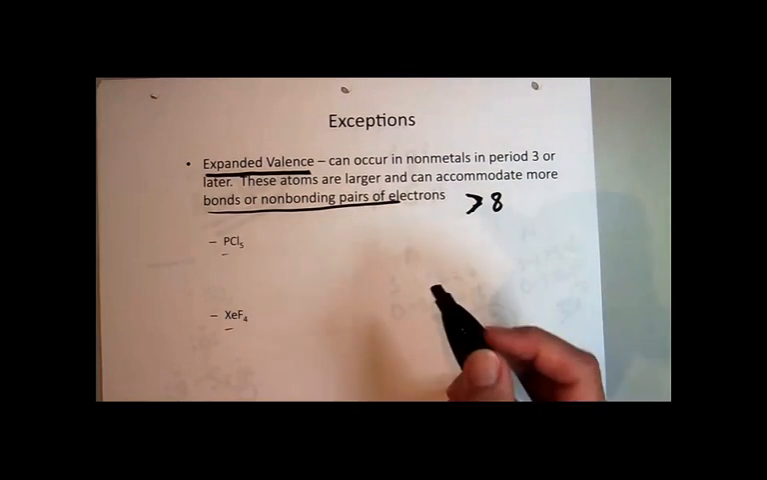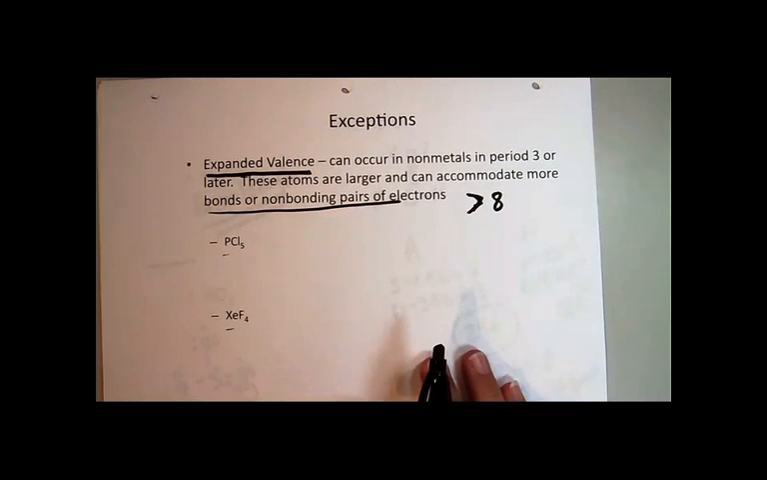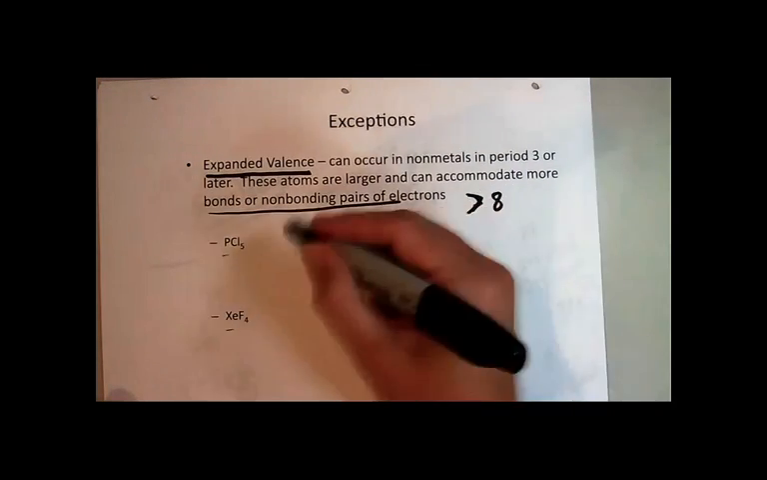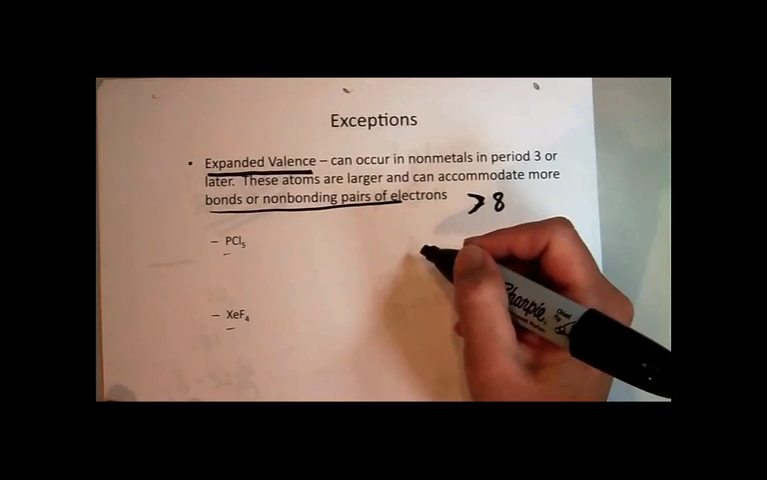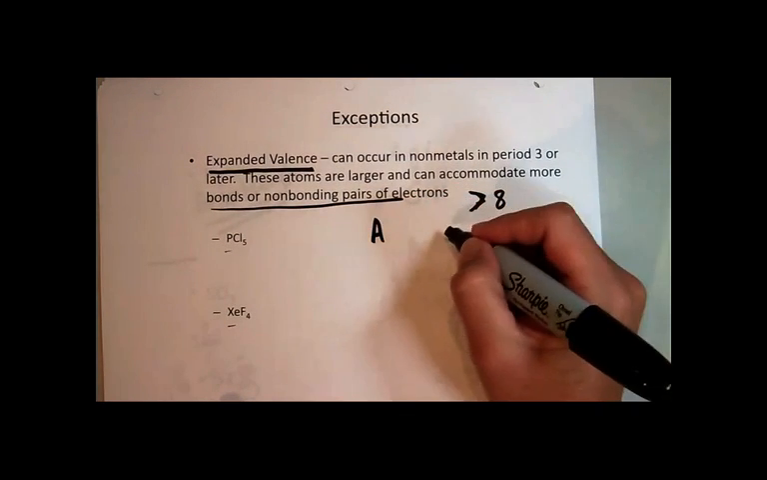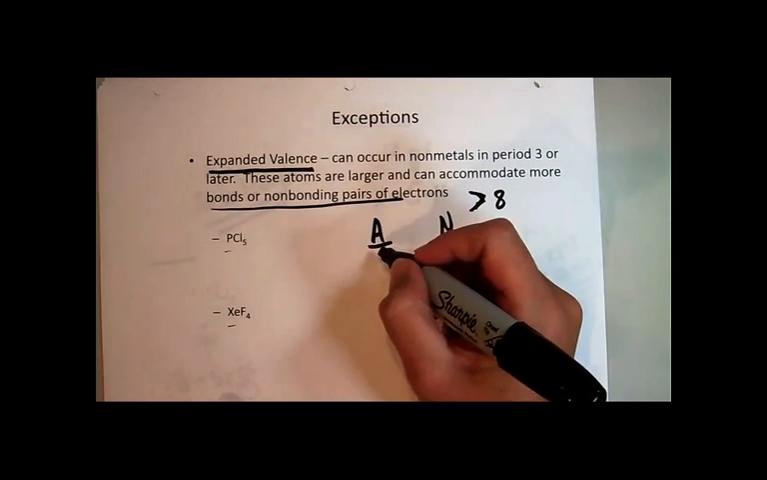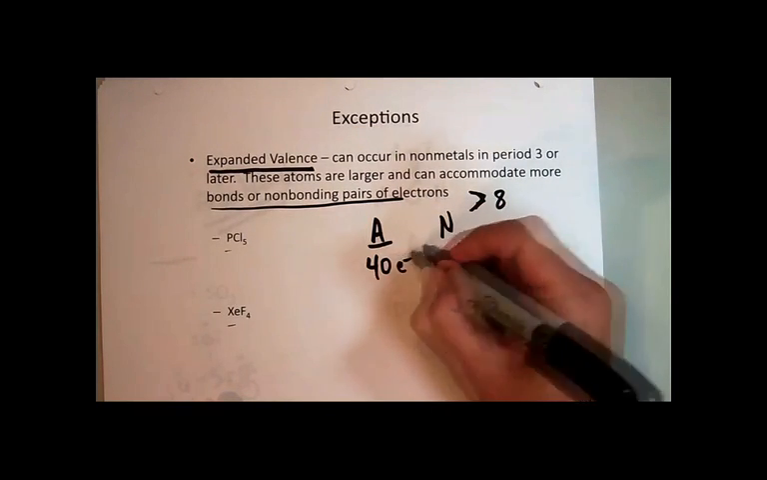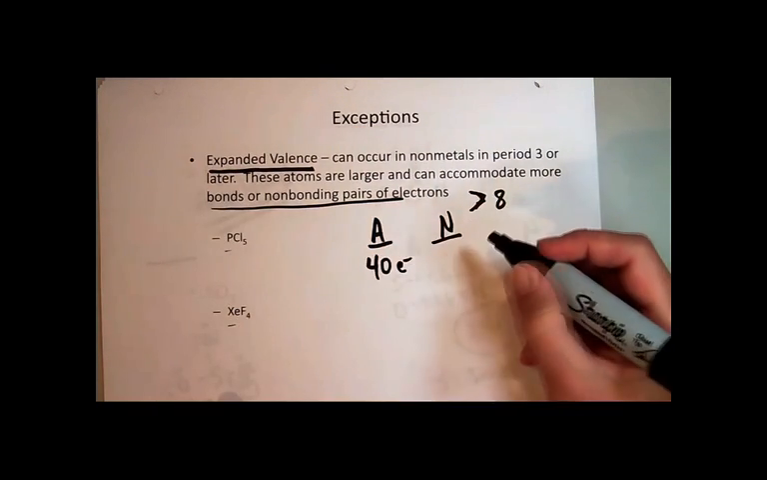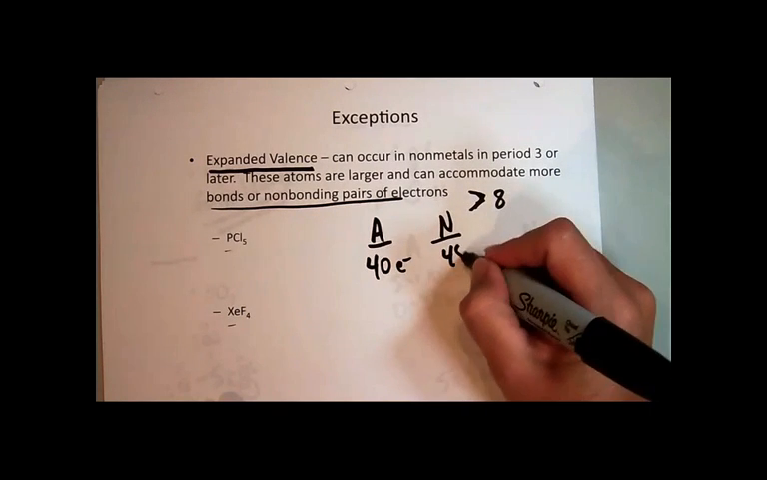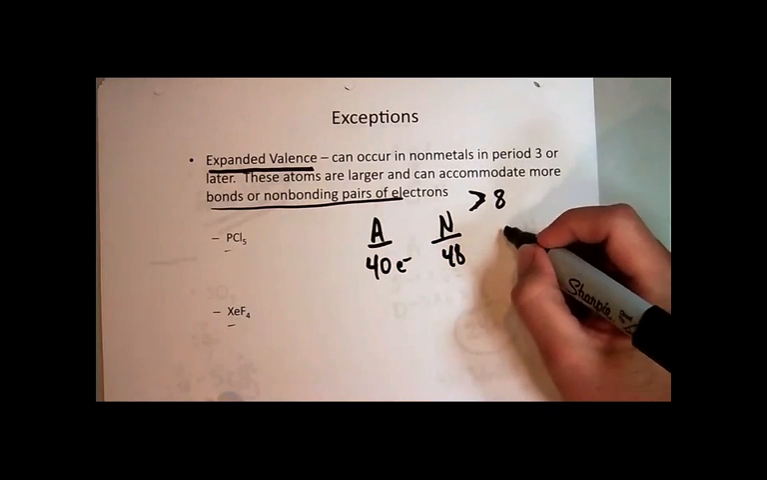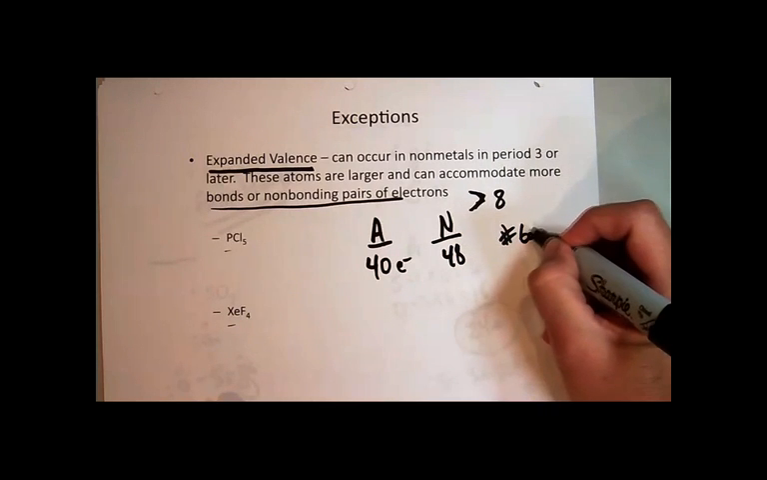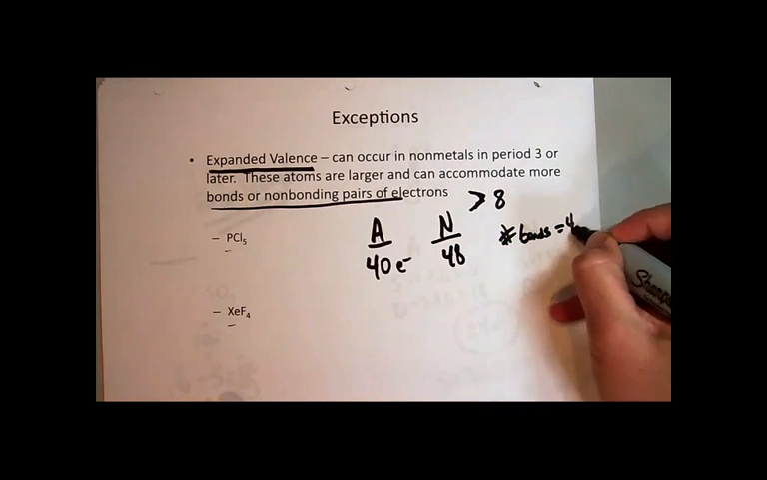Here's an example: phosphorus pentachloride. I'm not going to go through all of the business because you know how to do it now, but if you do the A and the N, in this case, there are 40 available electrons, and the number of electrons you need to satisfy is 48. If you try to figure out the number of bonds, it's going to say that you only need 4 bonds.